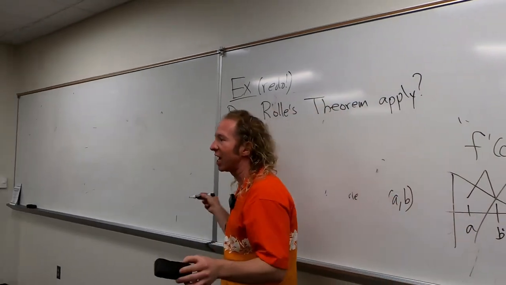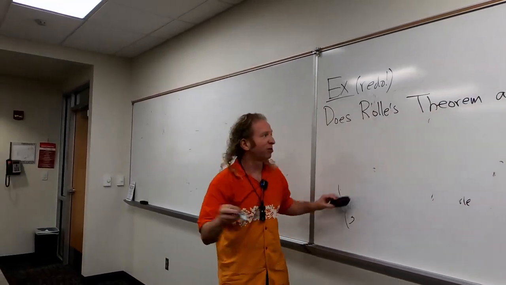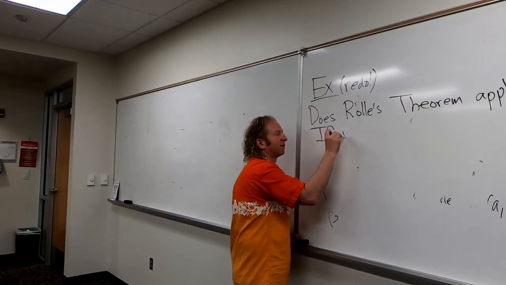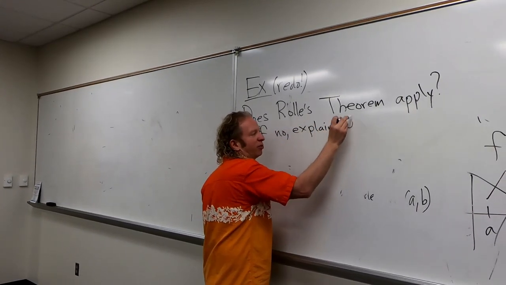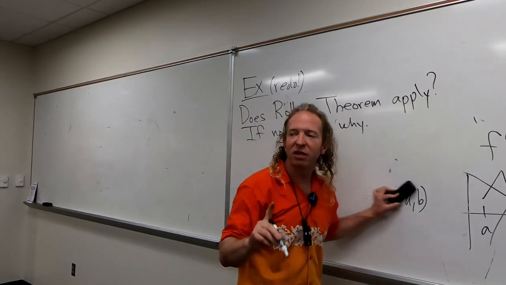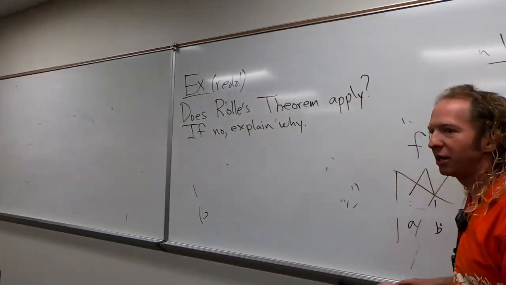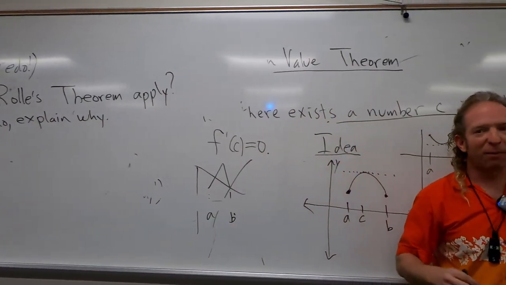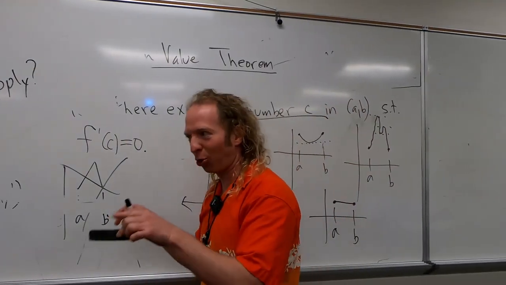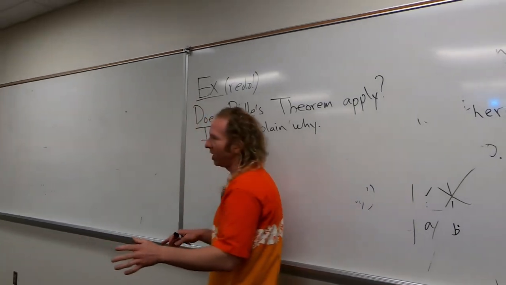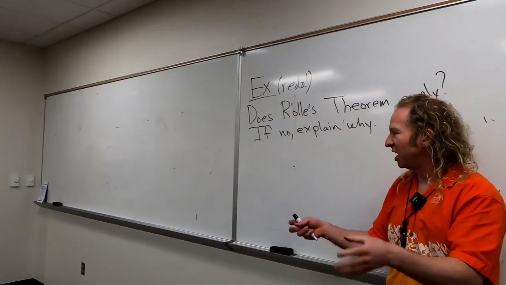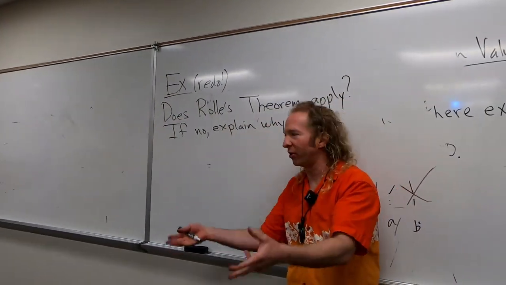If yes, you just say yes. That's it. If no, explain why. As long as you say something that's correct, I'm really lenient, I'll mark it right. It doesn't have to be the perfect explanation, as long as it's correct. For example, if it's not continuous at 3, and you say not continuous at 3, that's correct. If you say not continuous on the interval, that's also correct.